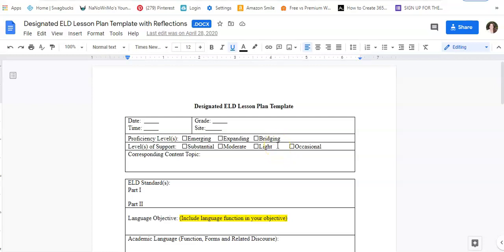I'm going to go over a sample, but just looking at the blank template first, you're going to fill in all this preliminary information: what grade level, your school site, the date of the lesson, how long it's going to be. You're going to want to identify the proficiency levels and the levels of support.